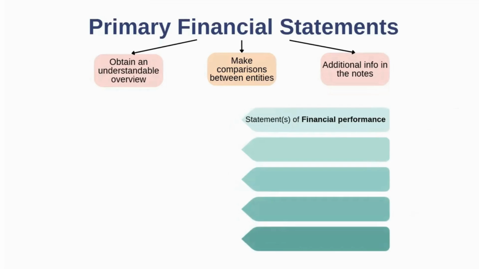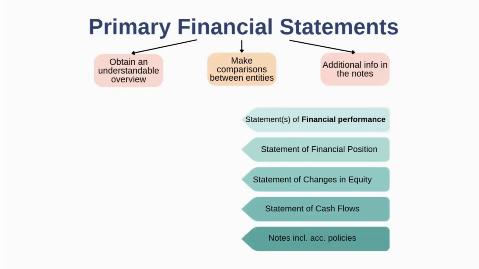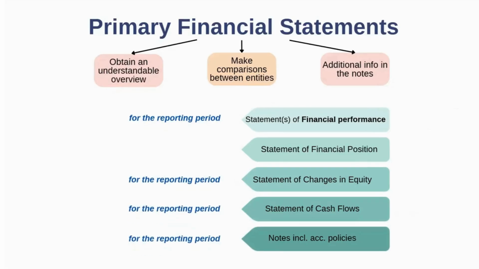Okay, we know that we have statements of financial performance, which includes statement of P&L and other comprehensive income, statement of financial position, statement of change in equity, statement of cash flows, and notes that include accounting policies. So all these reports are prepared for the reporting period. And this one, statement of financial position, is prepared as at the end of the reporting period.